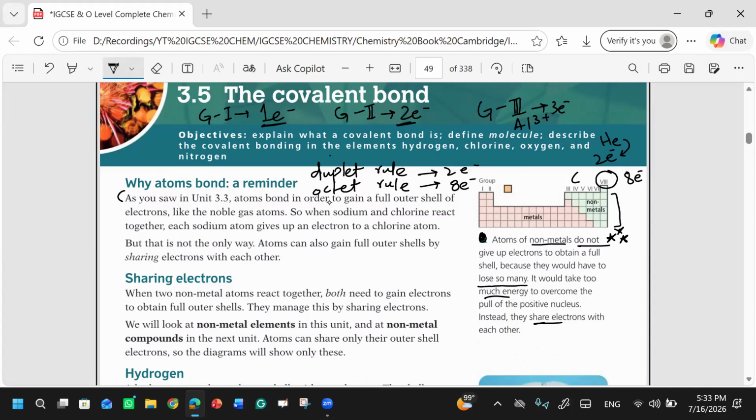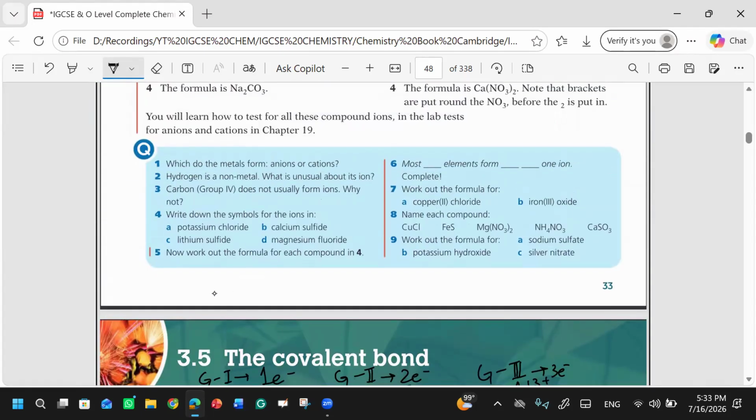And one more thing, you will see covalent bonding between non-metals and non-metals. You will not see covalent bonding between ionic compounds, or between metals and non-metals. If they ask you in the MCQs that you have one metal and one non-metal, which type of bonding will this be? This will be ionic bonding, just like we have done.